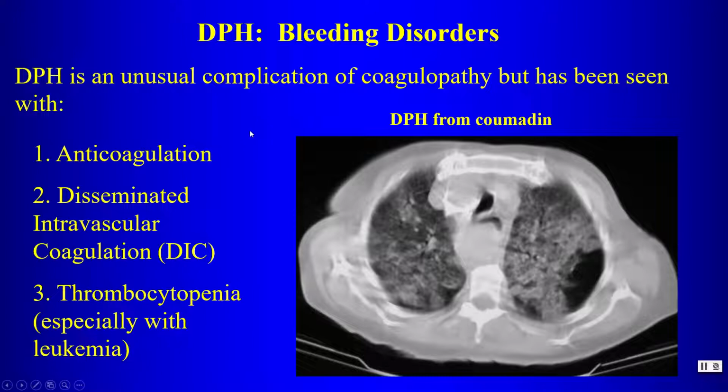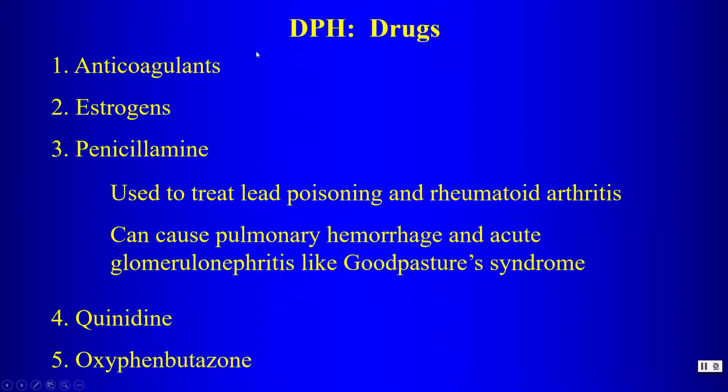Now, what else can give you bleeding in the lungs? Well, it's an unusual complication of coagulopathy, but it can be associated with anticoagulation. This was an example of diffuse pulmonary hemorrhage in a patient with too much Coumadin. You can also see it with DIC, thrombocytopenia, and drugs such as some of the drugs listed here. Penicillamine is the unusual one. As a side effect, penicillamine can be associated with pulmonary hemorrhage and acute glomerulonephritis, very similar to Goodpasture's syndrome.